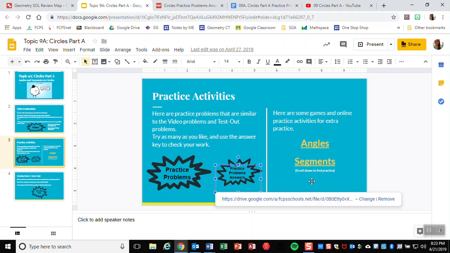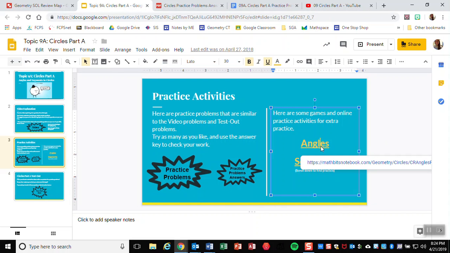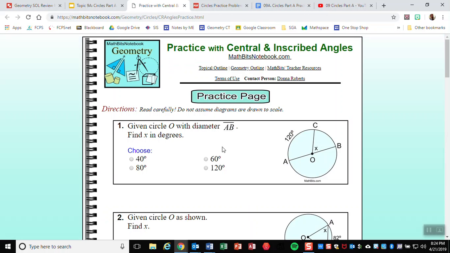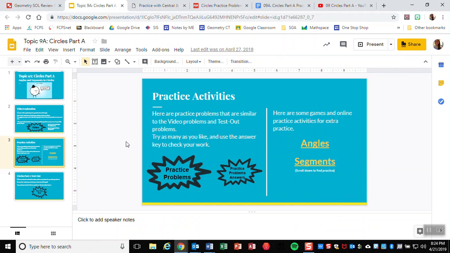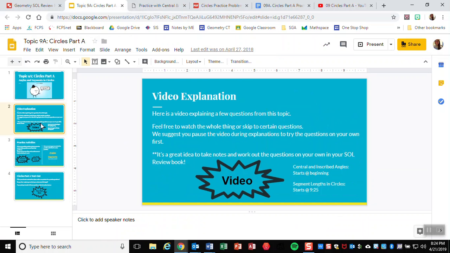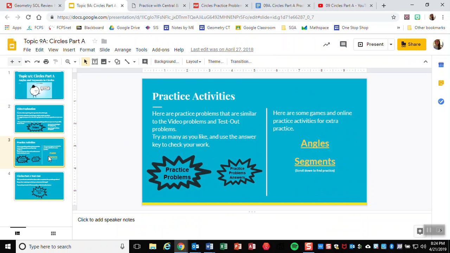Also, there are some online games that we have found. So if you want to play a little game or just use something else online, there are some other questions that you can practice through websites we found. So you have a lot of practice options here. You do not need to do every single problem. You probably won't do every single problem, but there's a lot of choices so you can pick what you need to do the most.